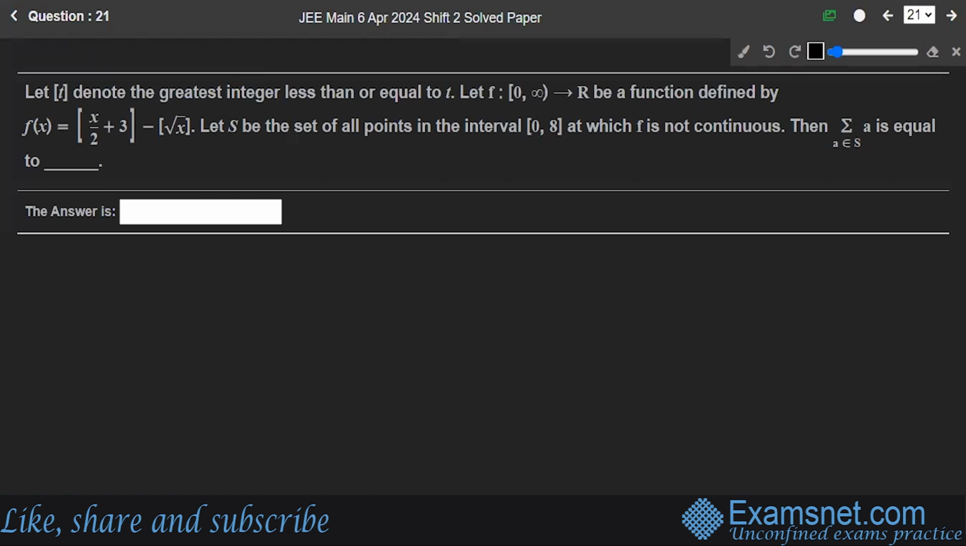Question number 21. Let this t denote the greatest integer function, greatest integer less than or equal to t, and f is from this to this, from this range, be a function defined by fx given by this. Let S be set of all points in the interval 0, 8 at which the function is not continuous, when summation a belonging to S, a is equal to what?